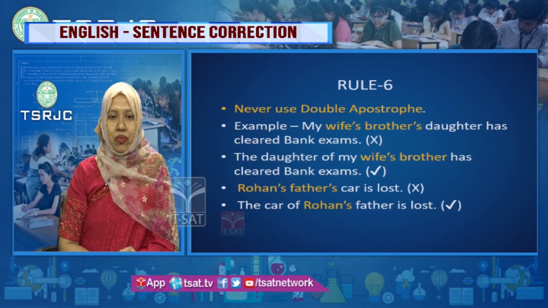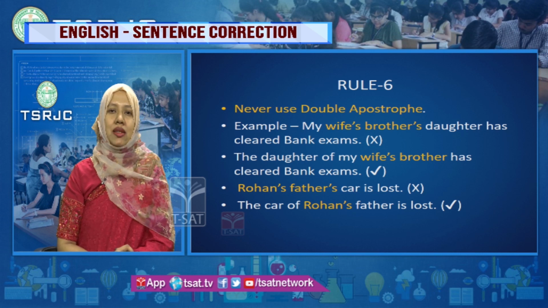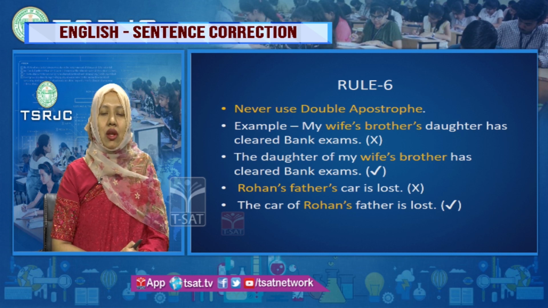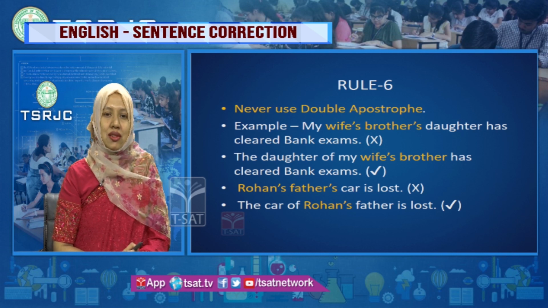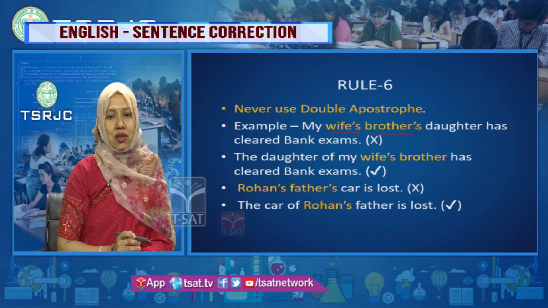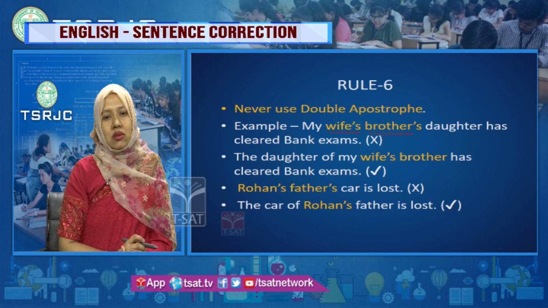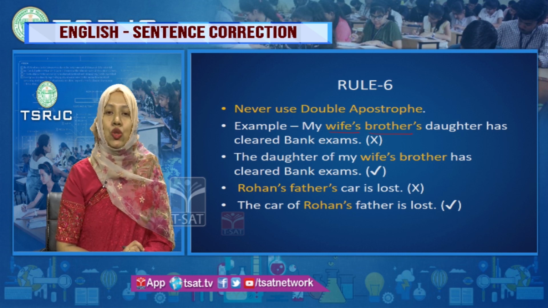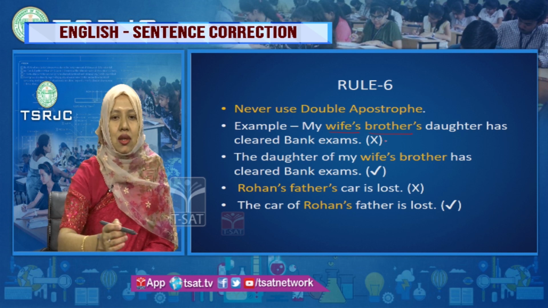Rule 6. Never use a double apostrophe. Example, my wife's brother's daughter has cleared bank exams. Now if you look at this sentence, we can see that two nouns are used with an apostrophe. This is called a double apostrophe. In a sentence, there should never be a double apostrophe. This is a wrong sentence.